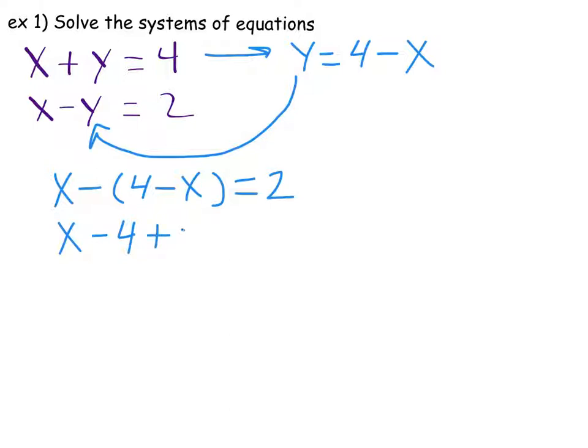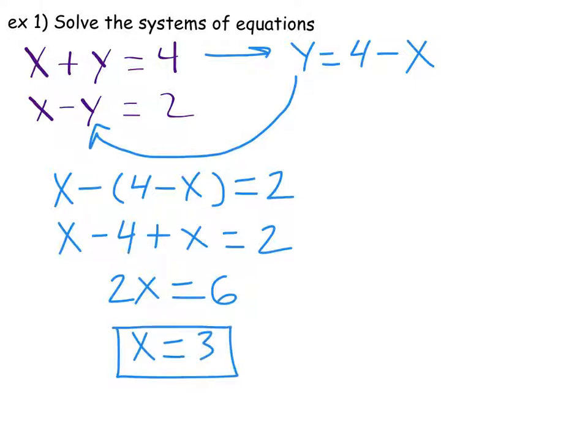I can distribute this negative sign. It doesn't leave us with a really terrible equation to solve. The x's can be combined into like terms. There's 2x. And then if I add 4 to both sides, I get 6. Divide by 2, and I get that x is 3. Okay? But this system of 2 equations had 2 variables, so that's just half the story. I need to go back and get y.